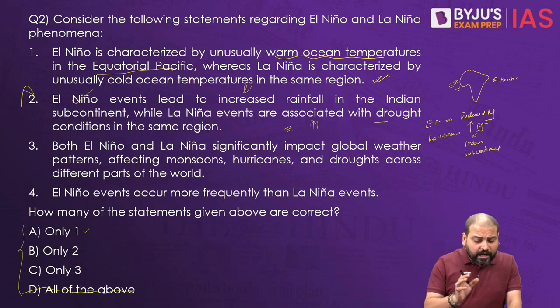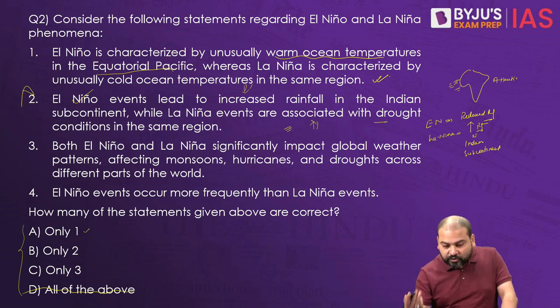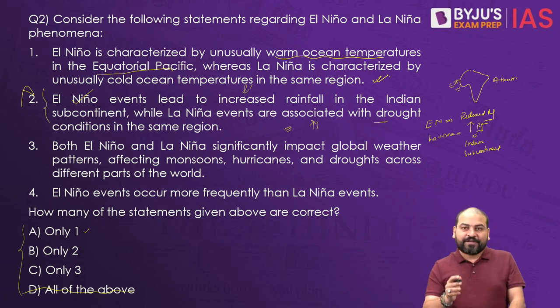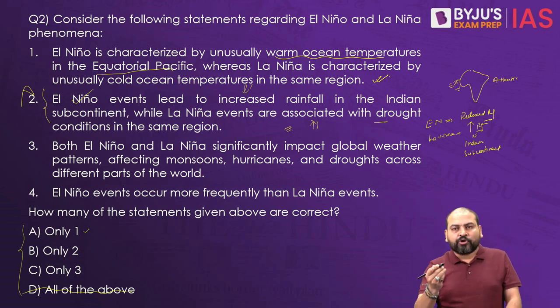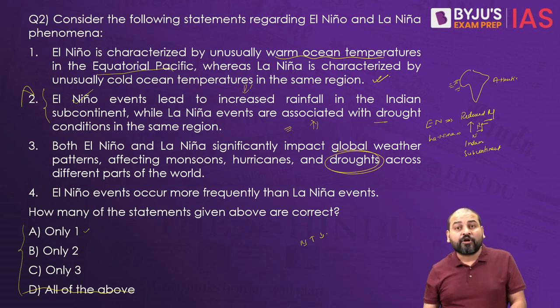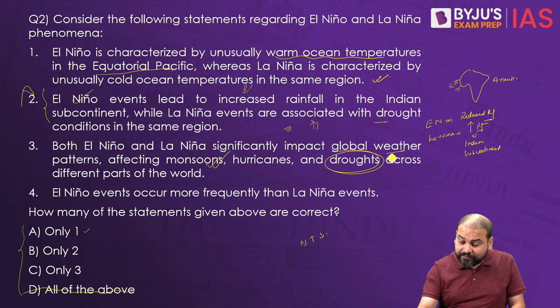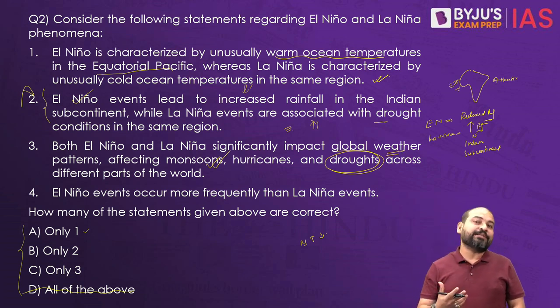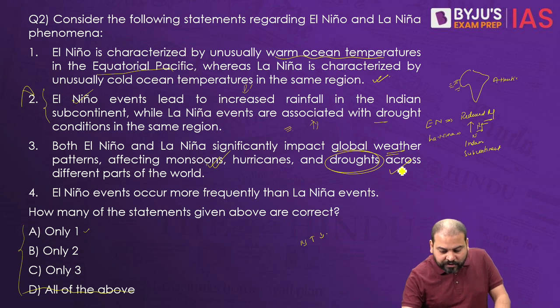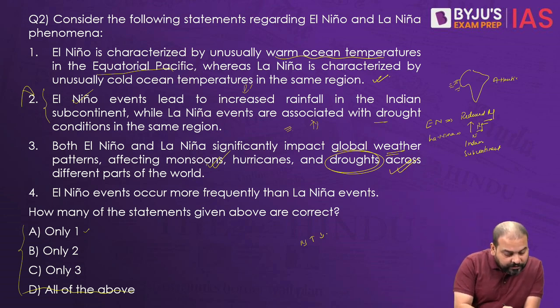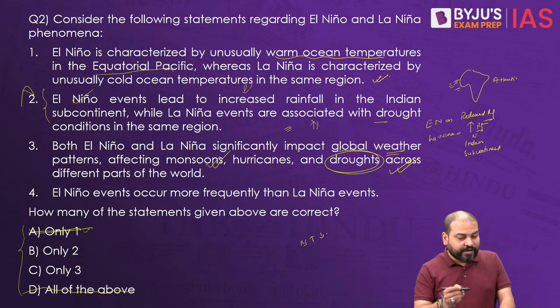Come to the third point. Both El Nino and La Nina significantly impact global weather patterns, affecting monsoons, hurricanes, droughts across different parts of the world. Everybody knows. Just think about this. In the previous statement, we said El Nino leads to reduced rainfall and La Nina leads to increased rainfall. Now, don't you think the rainfall increase or decrease would definitely cause droughts? They do affect the monsoons. They do affect the weather patterns. And please remember, El Nino and La Nina we usually study from the perspective of India, but they are concerned with the other areas also. So, the third is a correct statement. That means now A cannot be the answer. That is, we have got 2 correct statements.